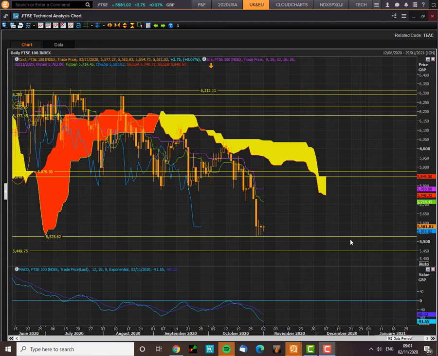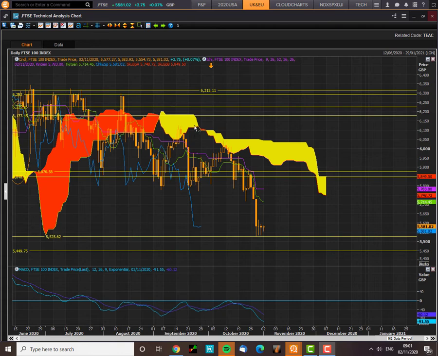Today I'd like to look at the FTSE 100 index from an Ichimoku Cloud Chart perspective. We've got the FTSE 100 daily Ichimoku Cloud Chart on the screen here, and we can see we're clearly still in bear market territory on the FTSE. Price action below the cloud is overall bearish.